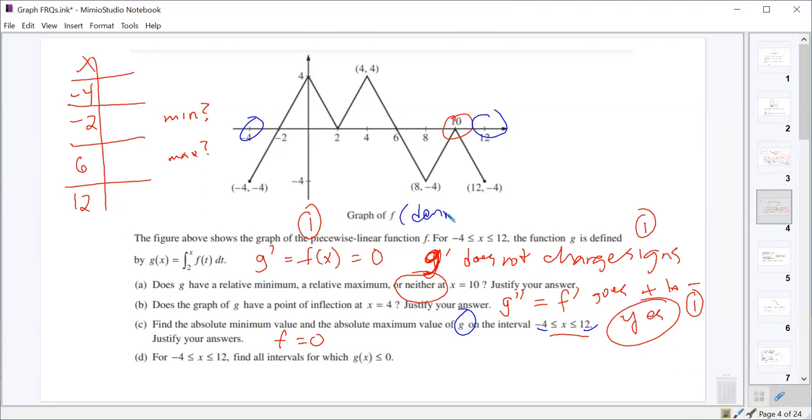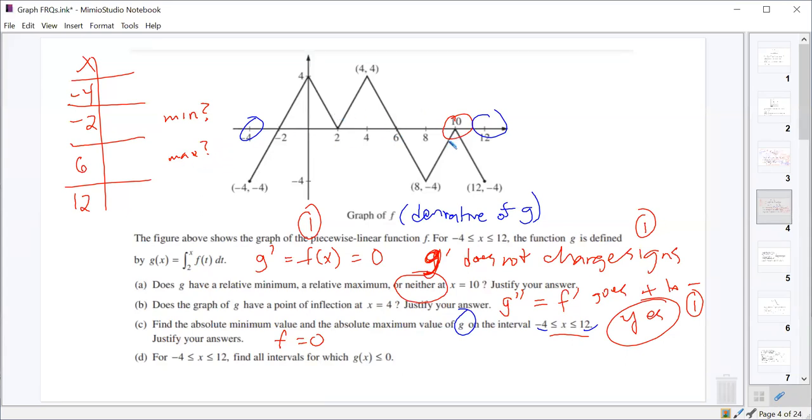I'm going to write that over here. Derivative of g. So that means that the derivative of g goes from negative to positive, which means that g goes from decreasing to increasing, which means it could be a min. At 2, the derivative of g is positive and stays positive, so there's no sign change, so no max or min. At 6, the derivative of g goes from positive to negative, which means that g goes from increasing to decreasing, so that's a potential max.